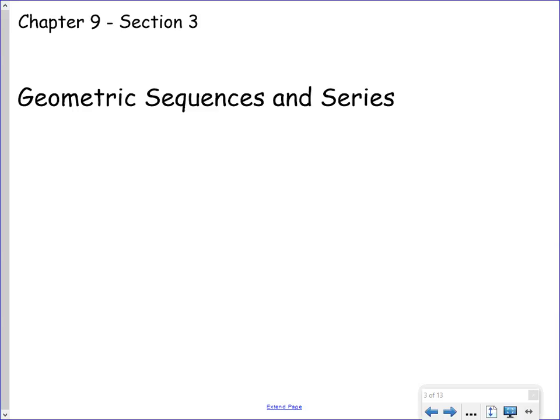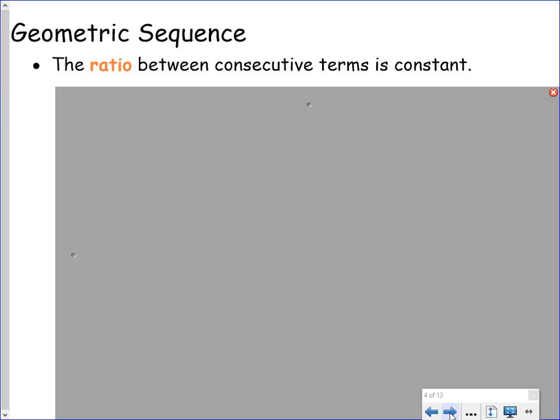Okay, Chapter 9, Section 3 is titled Geometric Sequence and Series. So key here is that we're talking about a new type of sequence, different than the arithmetic sequence we talked about yesterday, and we're going to call it a geometric sequence. Okay, so let's go ahead and start with the definition of a geometric sequence. A geometric sequence is a sequence in which the ratio between consecutive terms is constant.